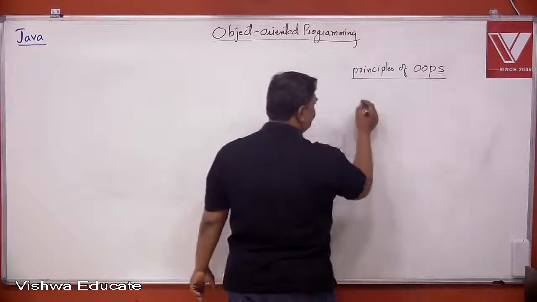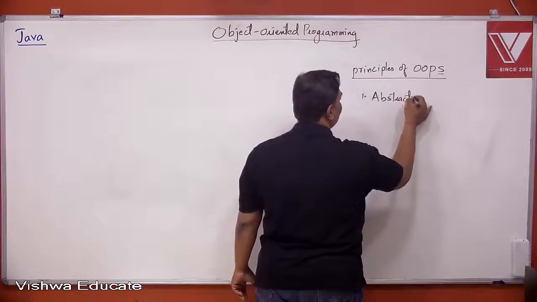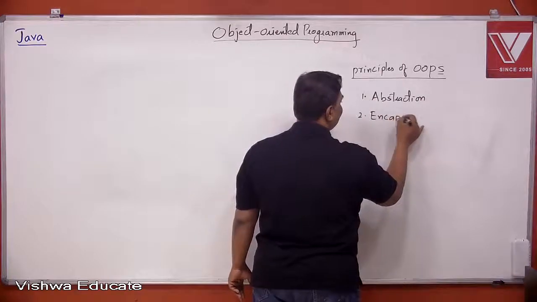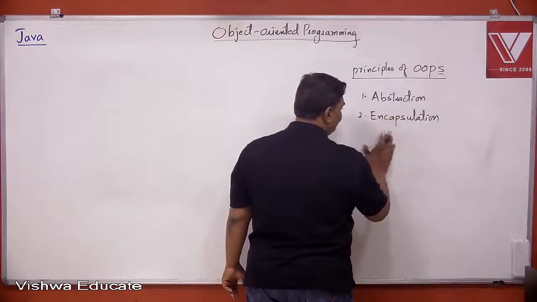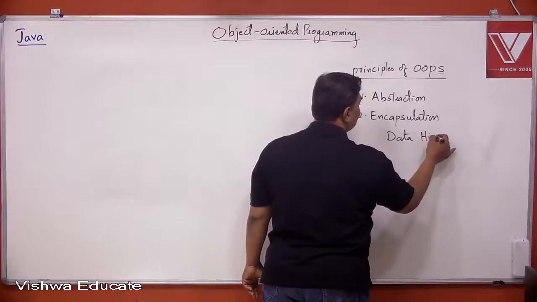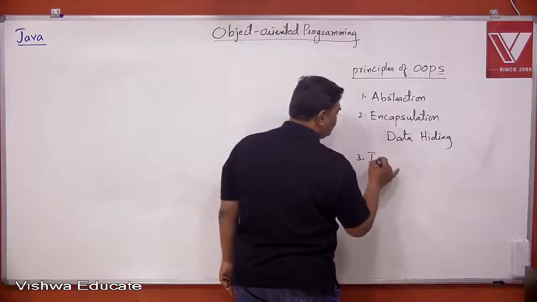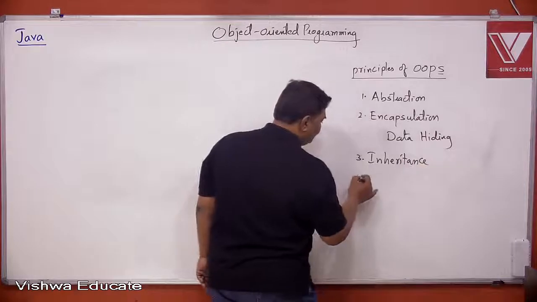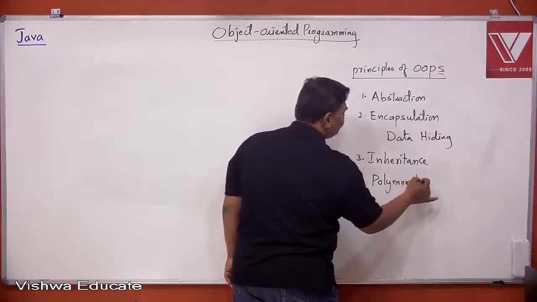Now, principles of OOPS. What are the principles of OOPS? First one is abstraction. Second one is encapsulation. And encapsulation gives what? Data hiding. Third one is inheritance. Then fourth one is polymorphism.